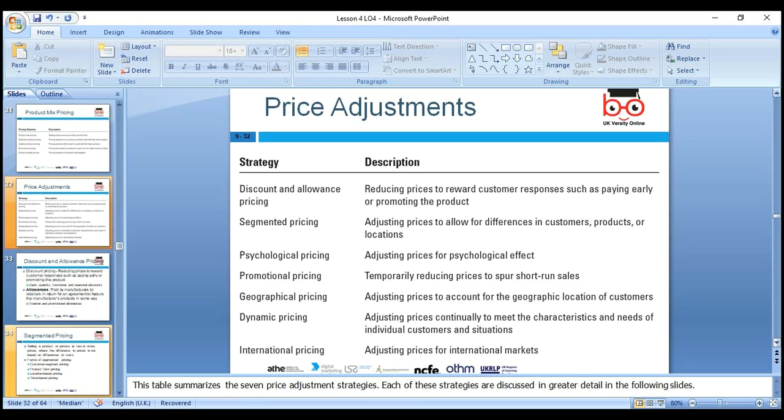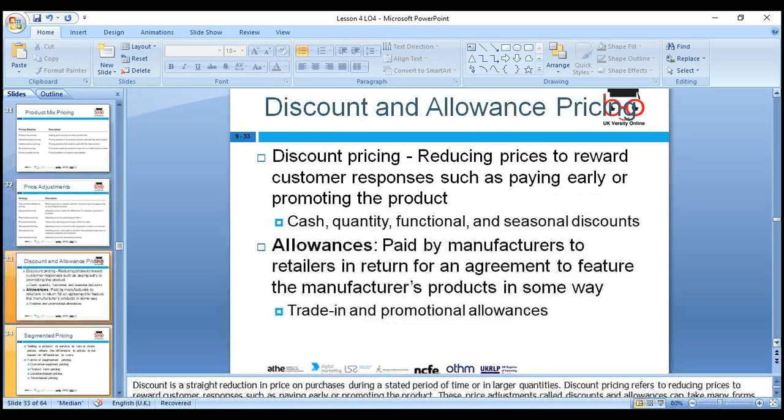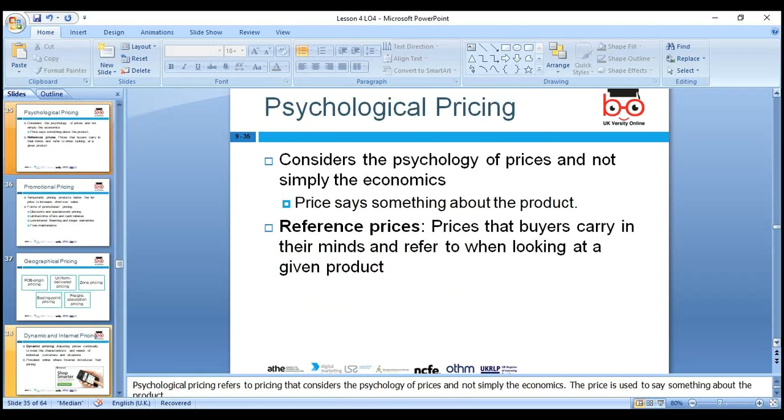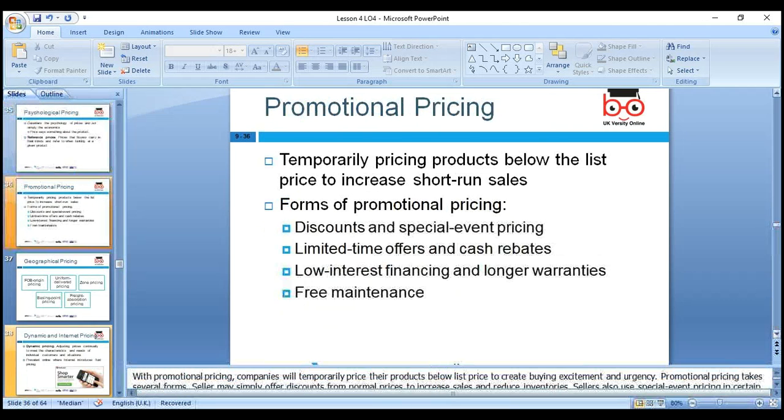Dynamic pricing, which we keep adjusting with needs and wants when demand peaks. International pricing, in the international market, different pricing. All these are different pricing, which I mentioned in the slides as well. We can add a few extra slides as well: segmentation pricing, customer segment pricing, product form pricing, location based pricing, and time based pricing.